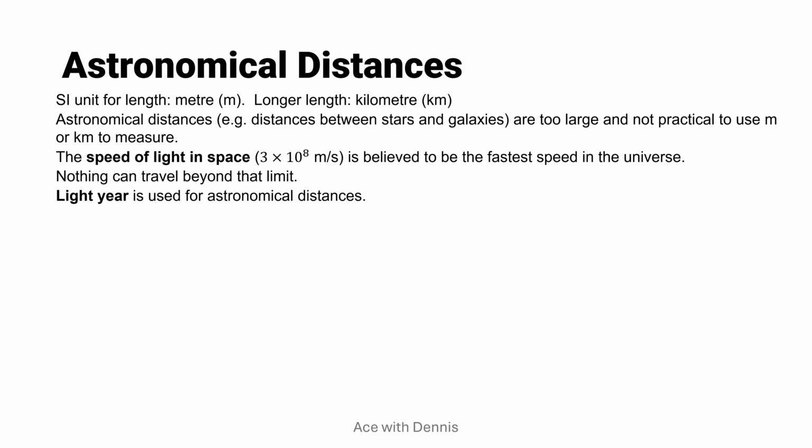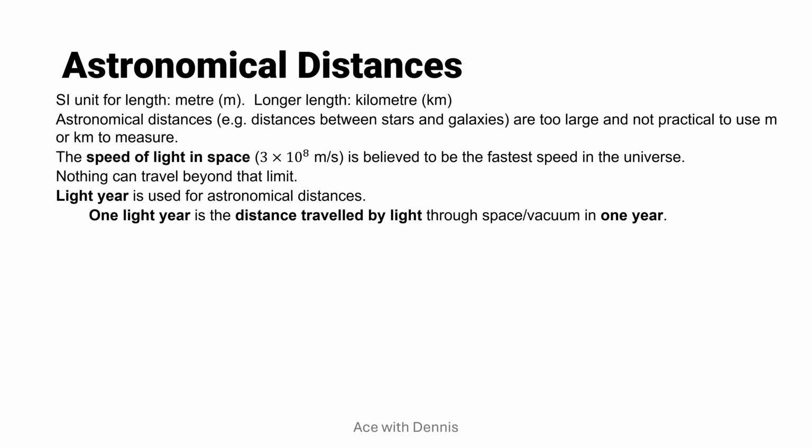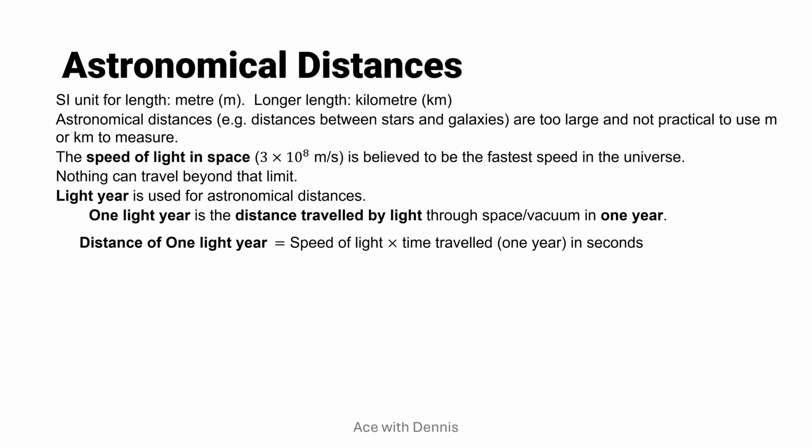Light year is used for astronomical distances. So how much is 1 light year? So 1 light year is the distance traveled by light through space or vacuum in 1 year. Now if you want to convert the distance of 1 light year to meters and kilometers, here is how we can calculate. First, we take the speed of light multiplied with the time travel in a year in seconds.